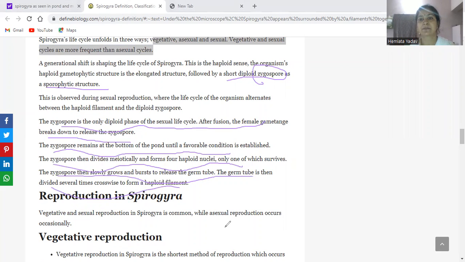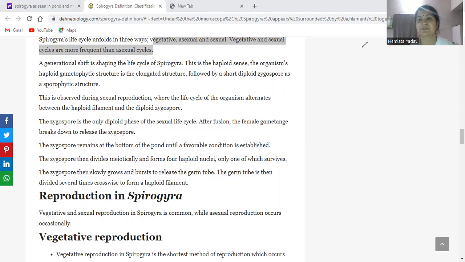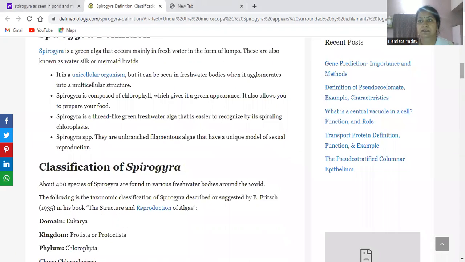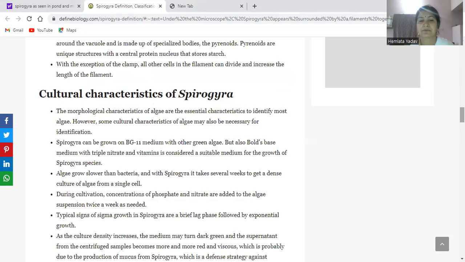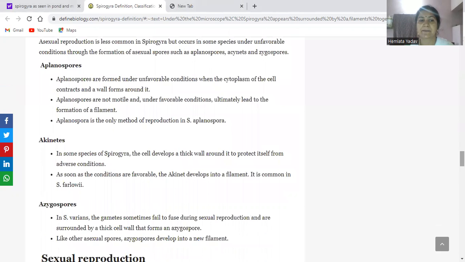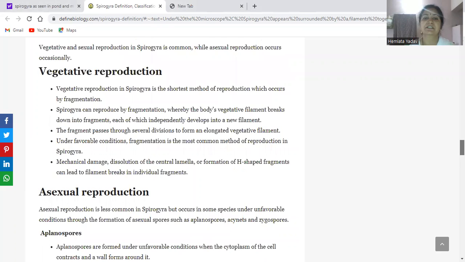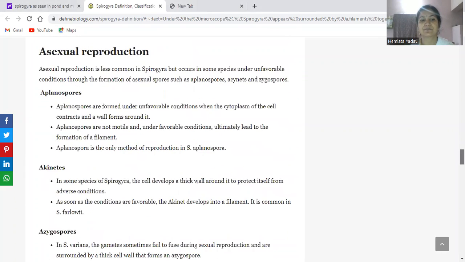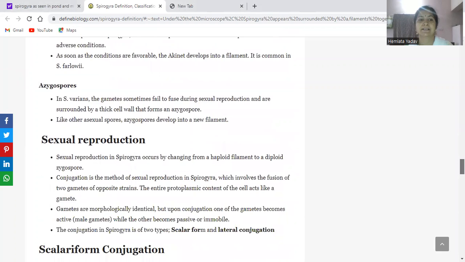Reproduction in Spirogyra. As we see, the life cycle is vegetative, asexual, and sexual, so reproduction is also of 3 types. Vegetative reproduction can be seen as Spirogyra reproduces by the shortest mode. In some species, asexual spores can be produced, like aplanospores, akinetes, and azygospores, and vegetatively it reproduces by fragmentation, which is most common. And what are akinetes?